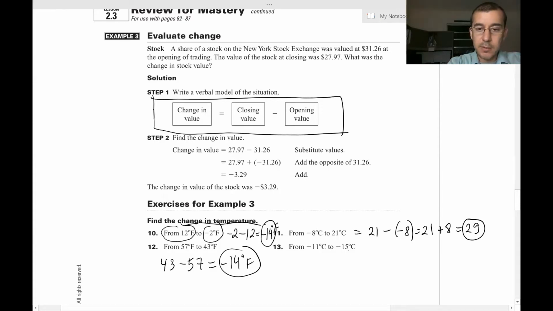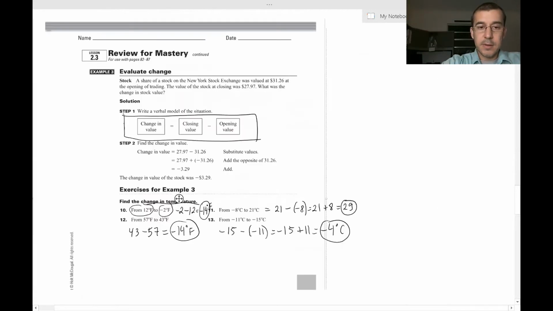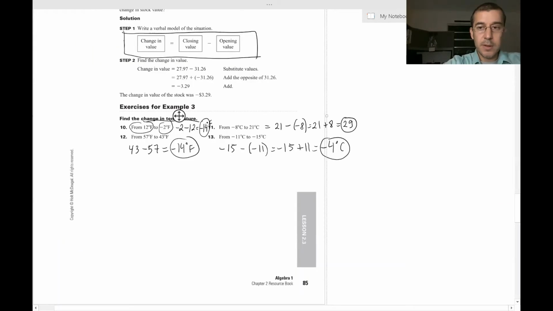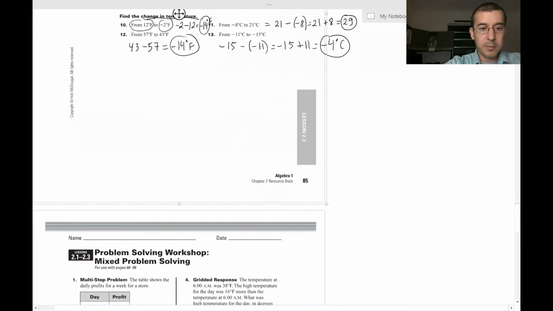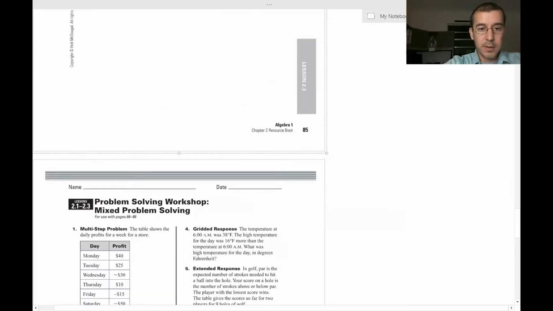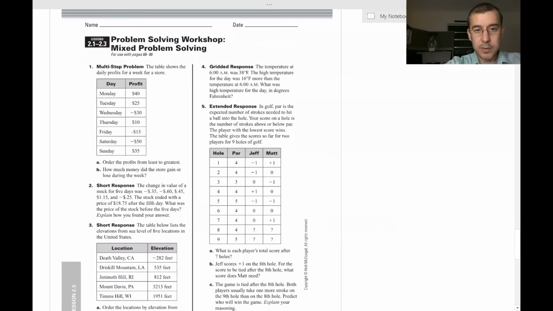And number 13, we have the closing value of minus 15 Celsius, and then minus 11, or this is minus 15, minus 11 is plus 11, or this is minus 4 Celsius. Okay, and that was, I believe, all for review for mastery. And next we have some mixed problem solving. There are, I think, only 6 or so problems.